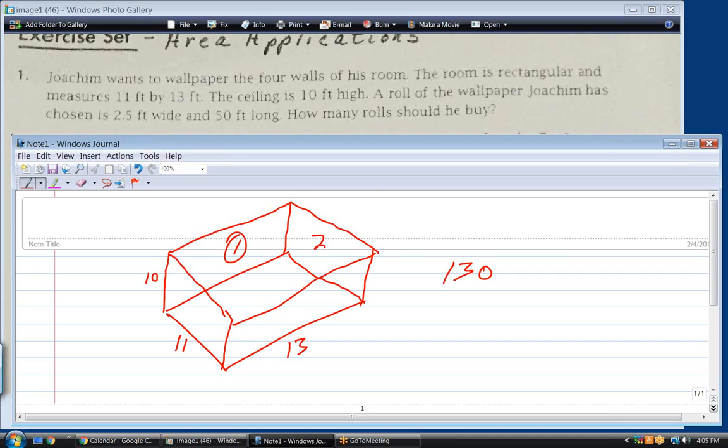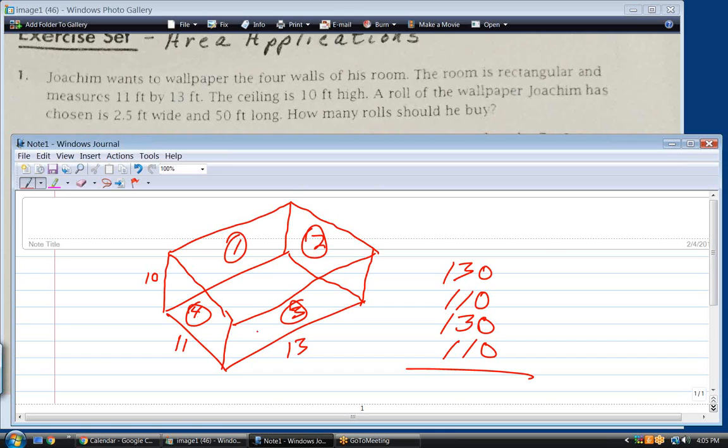About wall number 2. Wall number 2 is 11 by 10. Wall number 3. 11 times 33 for that one. Not 11, 10, sorry. And the height of each wall is 10. And wall number 4. That one would be 11 by 13. Okay. Or, again, 10 by 11.